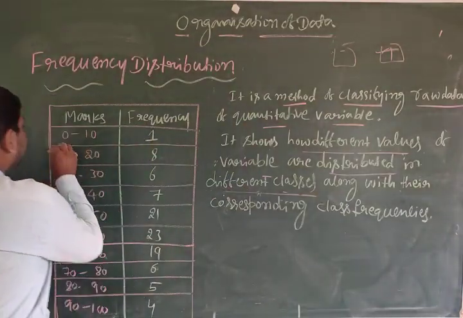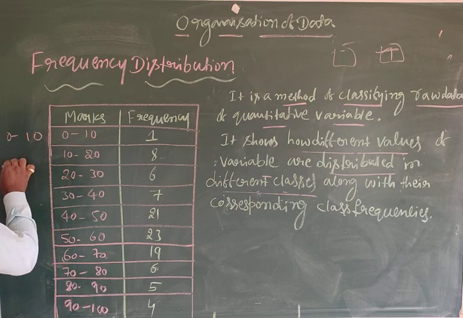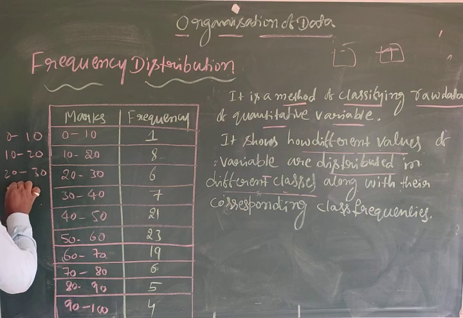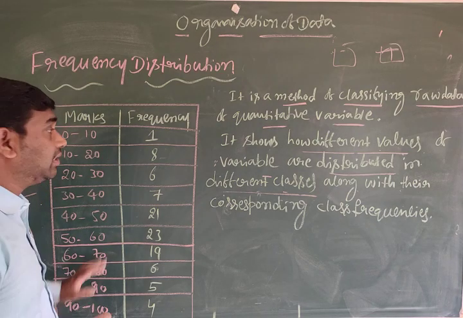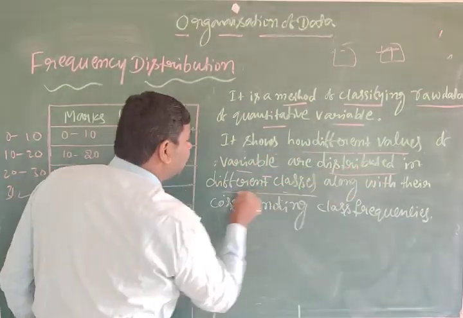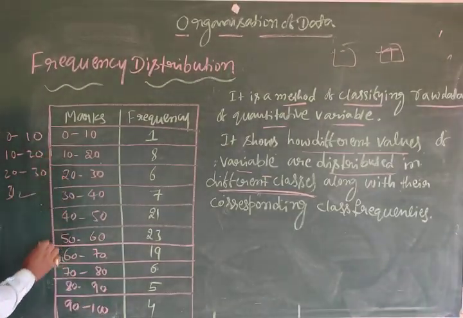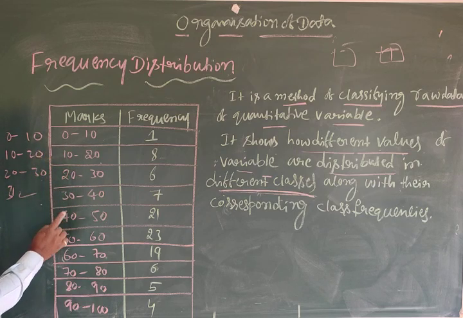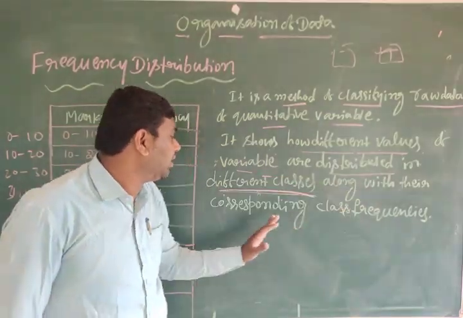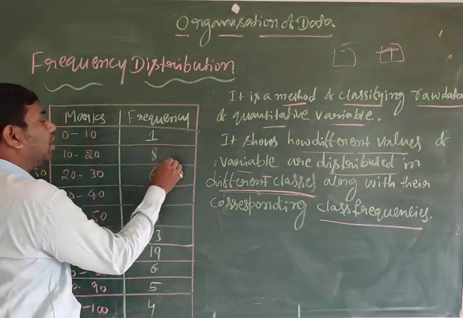You have to observe here, these are called different classes. This is the class 0 to 10, one class; 10 to 20, two classes; 20 to 30, three classes; 30 to 40, four classes. These are called classes. Are you understanding? There are 10 classes: 1, 2, 3, 4, 5, 6, 7, 8, 9, 10, along with their corresponding class frequencies. These are called frequencies.